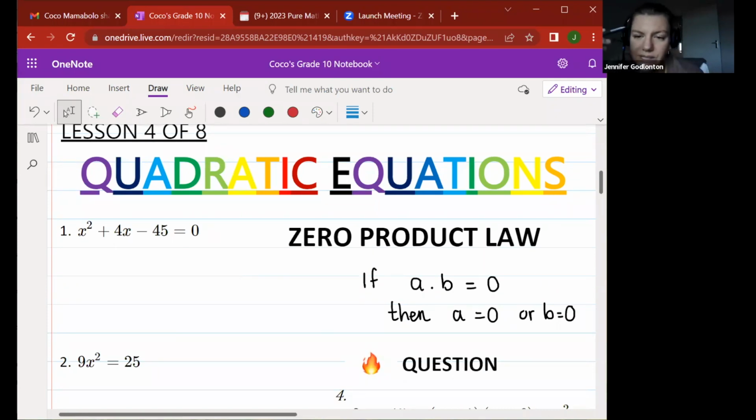So we have this 0 product law. So when something times something is equal to 0, then one of those things has to be equal to 0. And I know sometimes when we have variables, it makes it a bit confusing, but just think of it as a number.